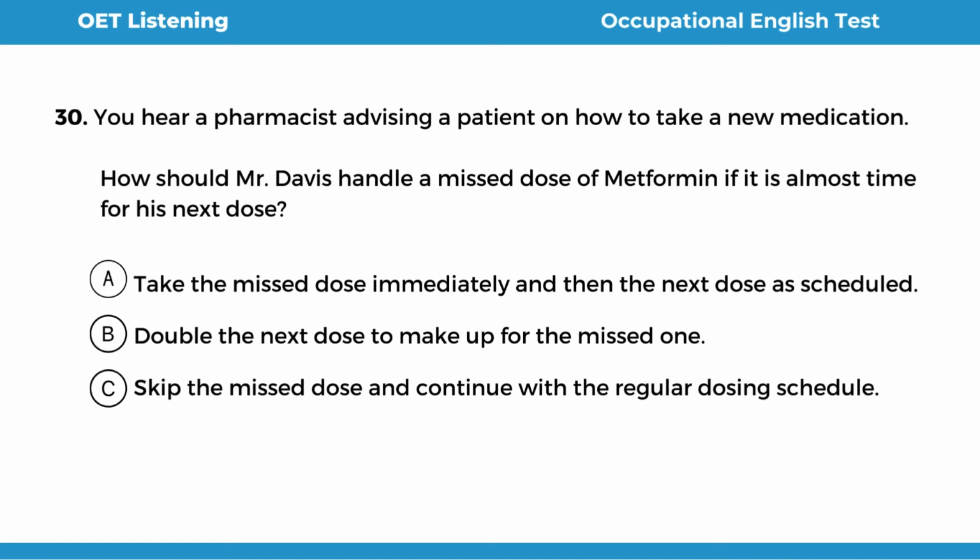If you miss a dose, take it as soon as you remember, unless it's almost time for your next dose. In that case, skip the missed dose and continue with your regular schedule. Don't take a double dose to make up for a missed one. Also, be sure to monitor your blood sugar levels regularly and follow your doctor's dietary and exercise recommendations. If you experience any side effects like nausea or diarrhea, let your doctor know. Do you have any questions about taking metformin?